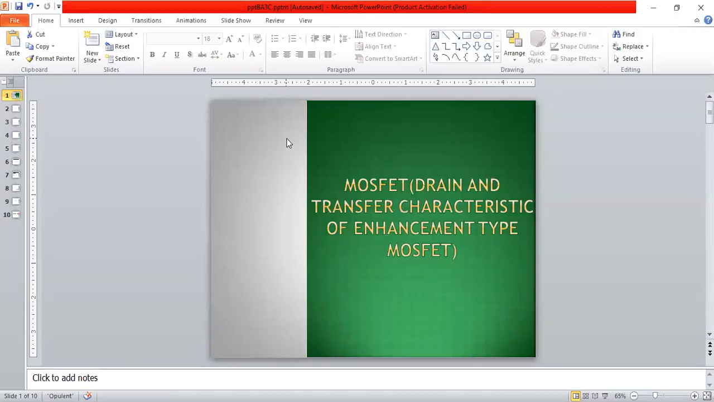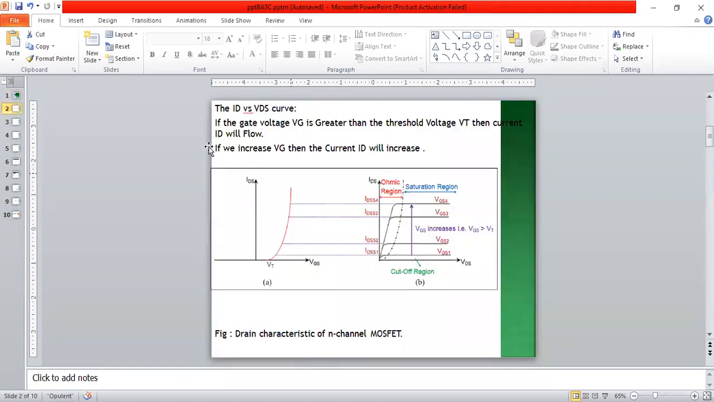So in today's tutorial, I am going to discuss the drain and transfer characteristics of enhancement type MOSFET. But if you have not gone through my previous video about MOSFET, then please go through that video. It will be helpful for you to understand the later parts. Now, the drain current ID versus VDS, the drain to source voltage curve.